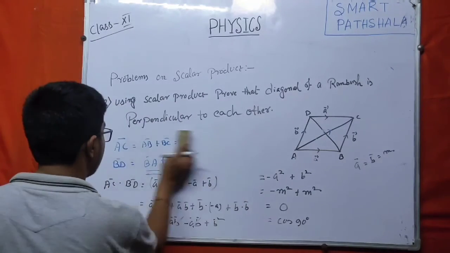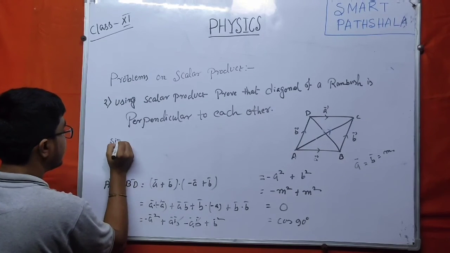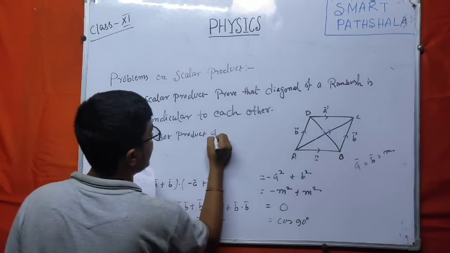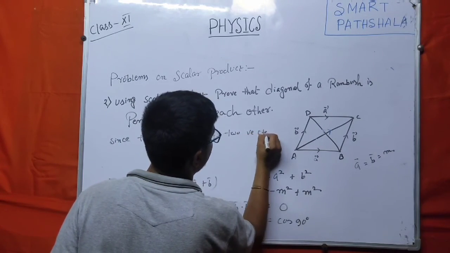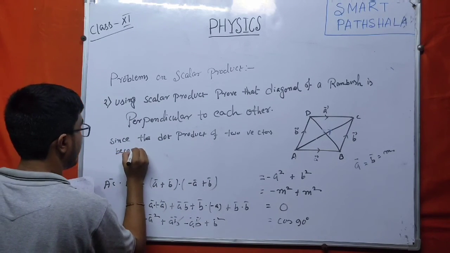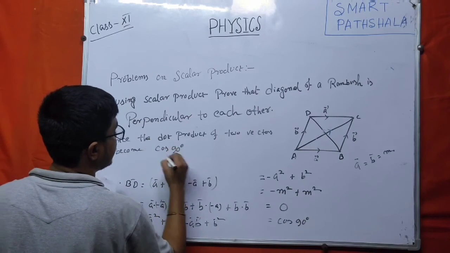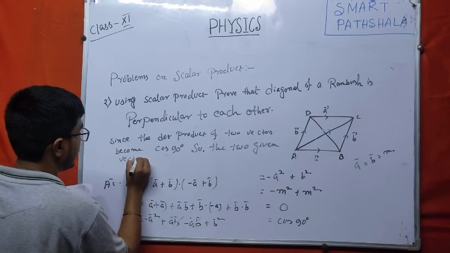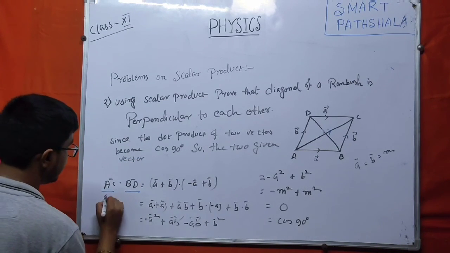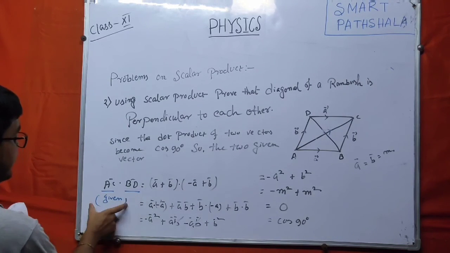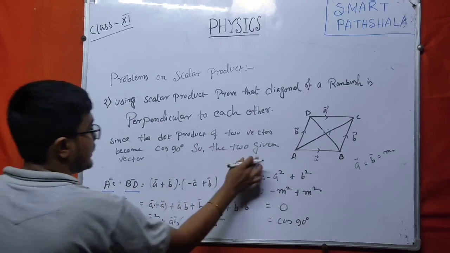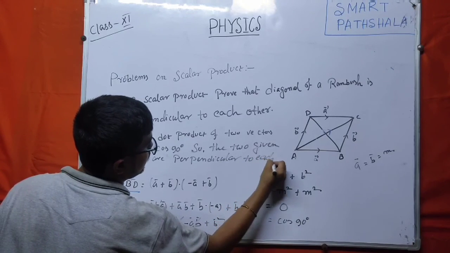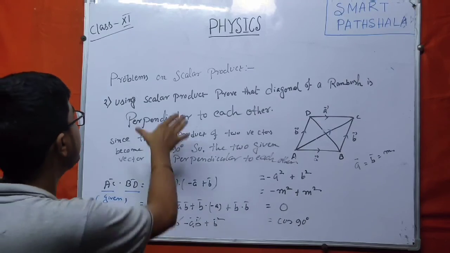Therefore, at last we can conclude that since the dot product of two vectors become cos 90 degree, the two given vectors, which are these, as given in case of scalar product, are perpendicular to each other. Hence we prove our question.